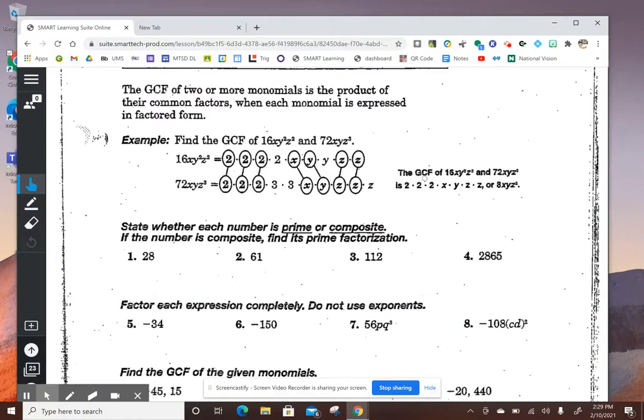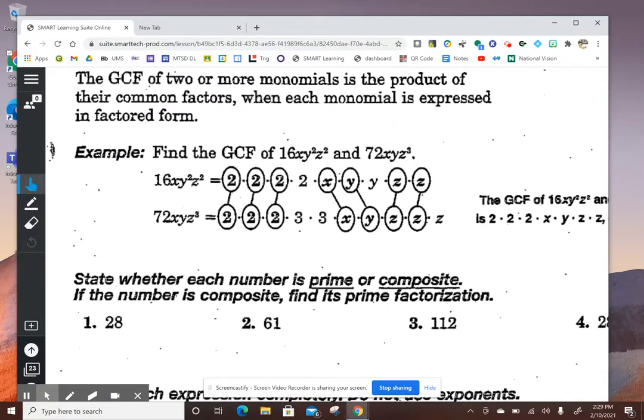We're just going to review how you get the GCF of different terms. So here we have 16xyz, xy squared z squared, 72xyz cubed. The way you come up with the GCF is first you do the prime factorization of 16 and you do the prime factorization of 72. We will review how to do that.